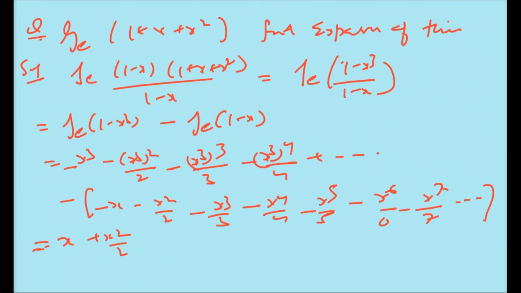So we get here, in bracket we can write 1 by 3 minus 1 x cube, right? Now we can take the x to the power 4. Here is the power 6, so we can write only plus x to the power 4 upon 4.